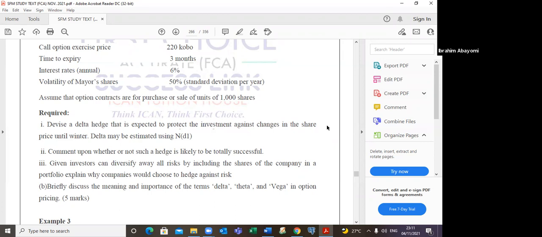To hedge. Okay? This question is saying that given that an investor can diversify away all risk by including the shares of the company in a portfolio, explain why the company will choose to hedge against risk. The company will choose to hedge against risk because of portfolio theory and the capital asset pricing model.